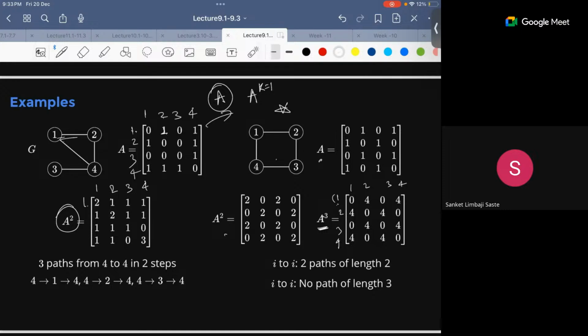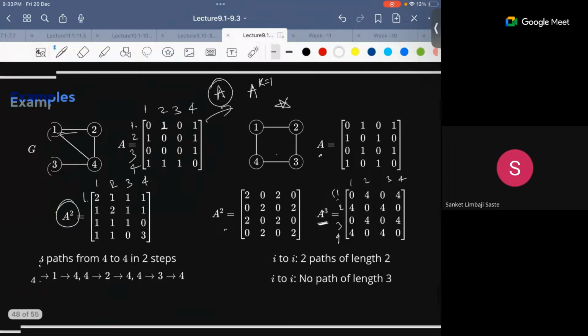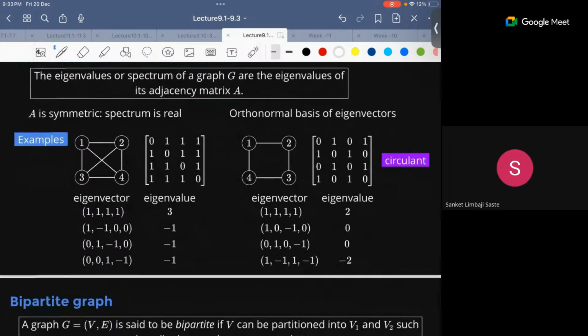The next part that will be asked is, for a given graph or matrix, whether the graph is bipartite or not. How do you check whether the graph is bipartite or not?